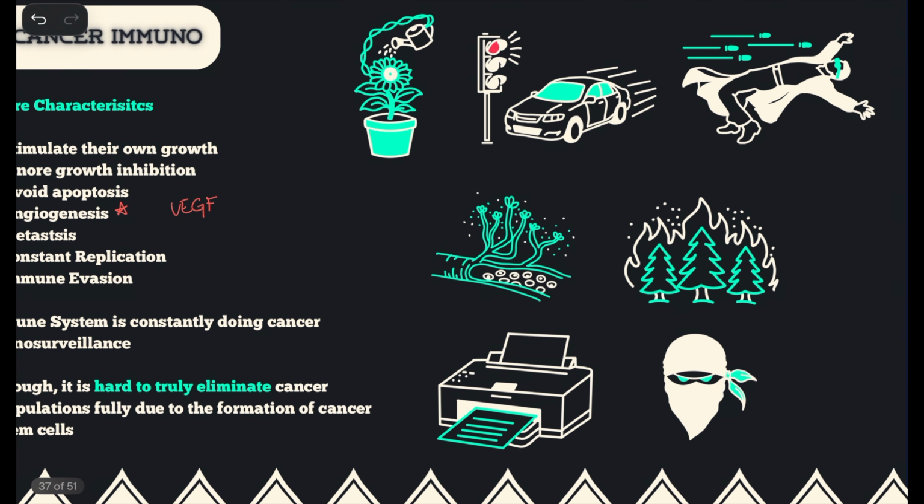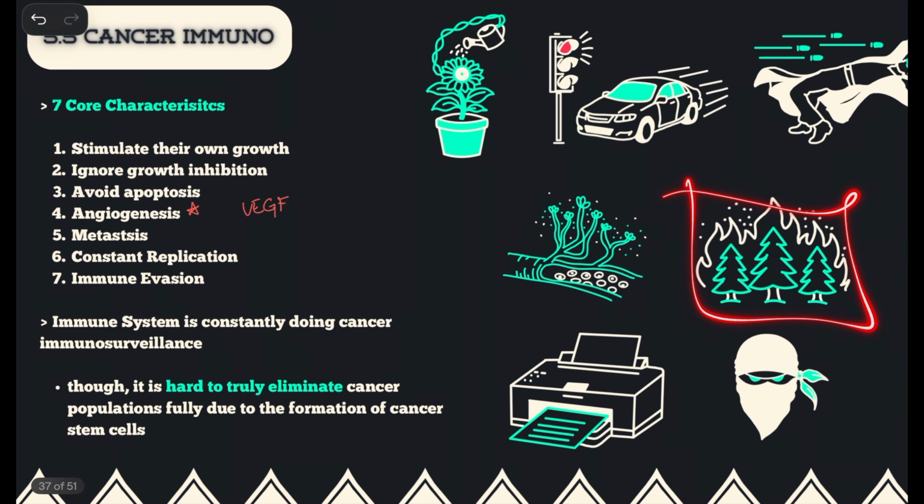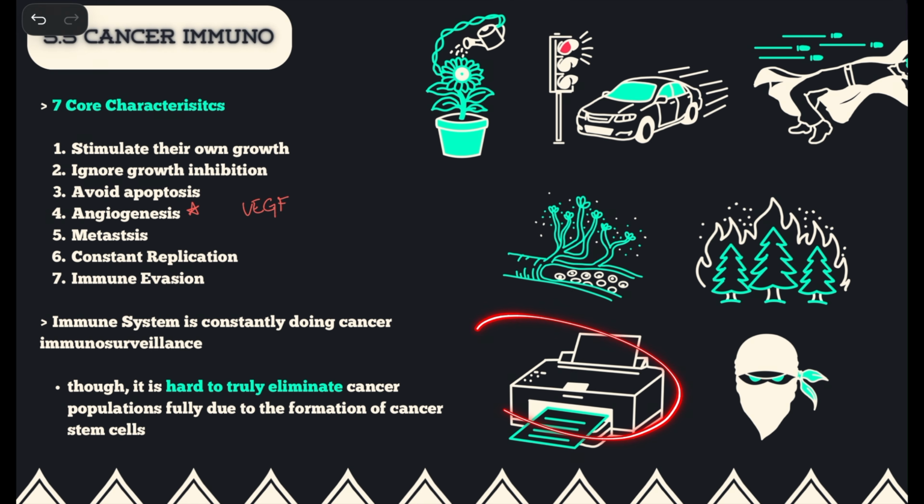Metastasis. So that's represented by the forest fire here. A big thing with cancer is it likes to spread, and that's what metastasis is. After we cause that big chunk in the local environment, we usually send off another satellite to go build up a cell population elsewhere, which is not good. Constant replication, so we have this copier here, and immune evasion, very good at hiding from the immune system.